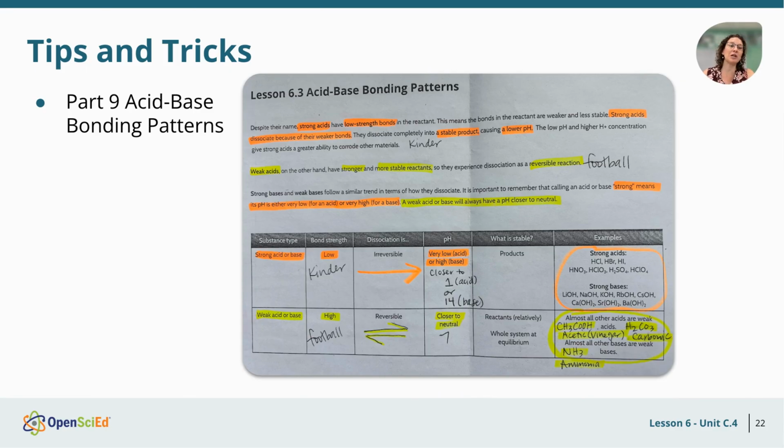I keep the same kindergartner-football player analogy going as we segue into the discussion on the acid-base bonding patterns handout. You'll notice I also add a little more information regarding how the pH numbers should be closer to 1 for an acid and 14 for a base, or 7 for neutral or reversible reactions. I also added in a few more common reversible acids or bases in the bottom right corner that the students are familiar with from this unit or the space survival unit, Unit 3.